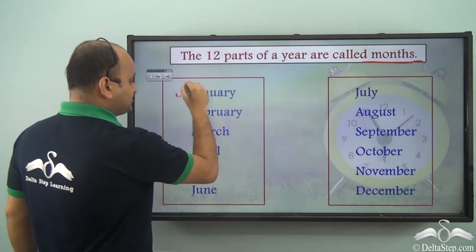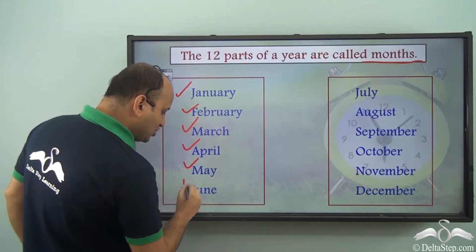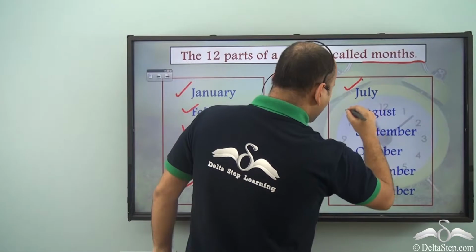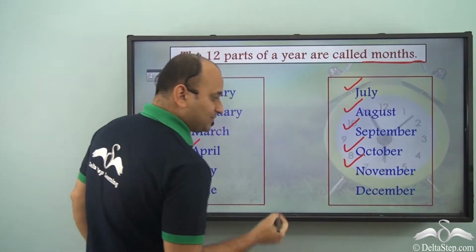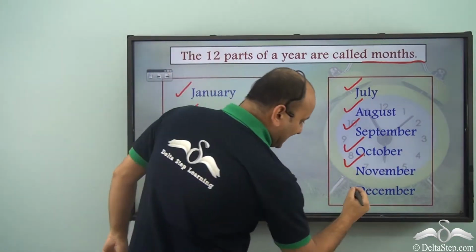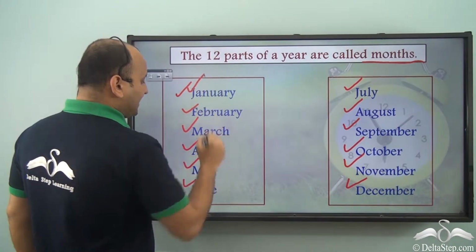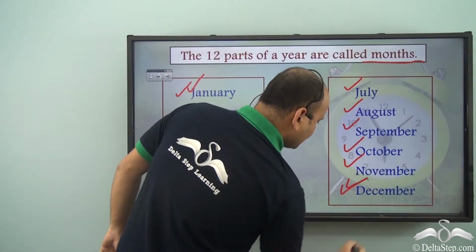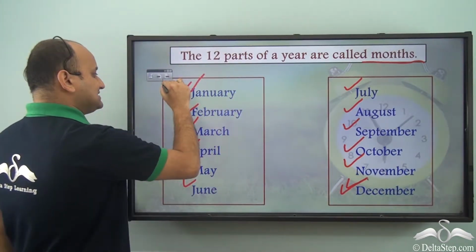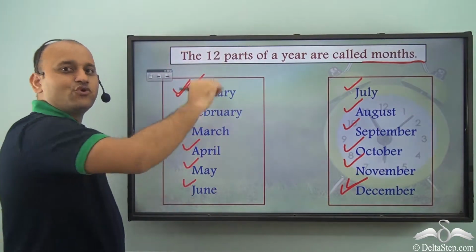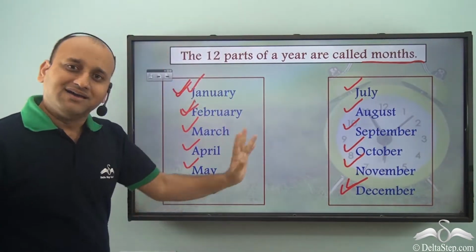Well, they are January, February, March, April, May, June, July, August, September, October, November, and the last month of the year is December. So a year starts with January and ends in December. So after December, again it's January, February, and so on. So these are the 12 months in a year.